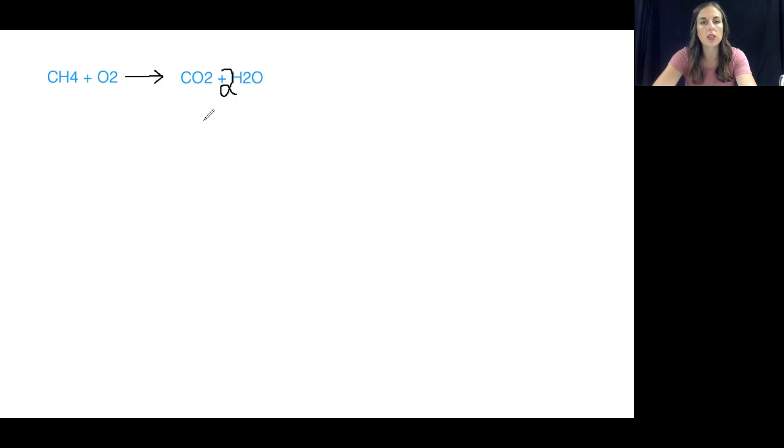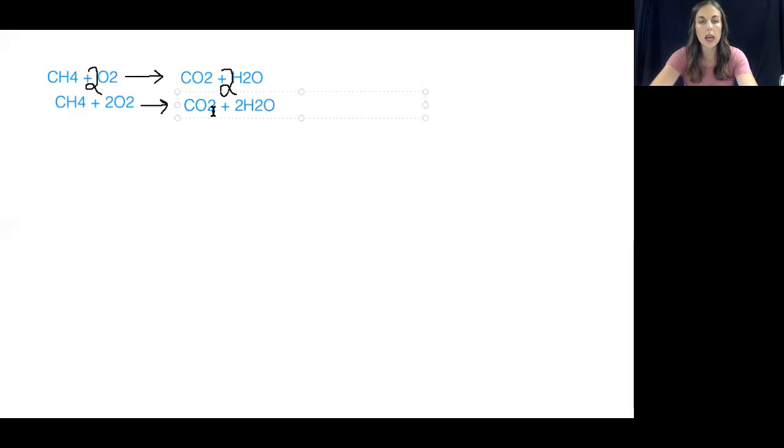So now I have 2 oxygens here and 2 oxygens here. So I have 4 total. Over here, I only have 2. So I'm going to add a 2 right here. All right, now I have 4 oxygen and 4 oxygen. 1 carbon, 1 carbon, 4 hydrogen, 4 hydrogen. Okay, we are balanced. So let me write that out nicer for you. CH4 plus 2O2, and then that's going to produce CO2 plus 2H2O. Okay, this is our balanced chemical equation.